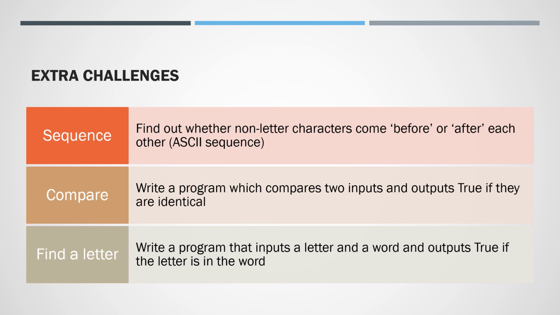Write a program which takes two inputs and outputs true if they are identical. And then write a program where you input a letter and a word and it tells you if the letter is in the word. Have a go at those, and if you can get those all working, then you can be confident that you understand relational operators and Boolean expressions.